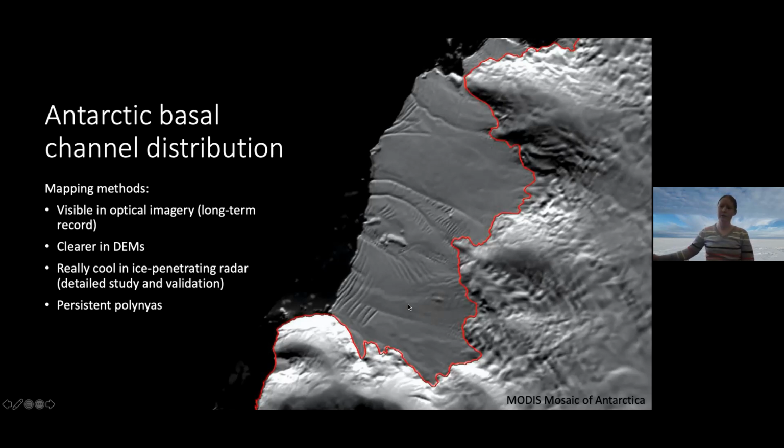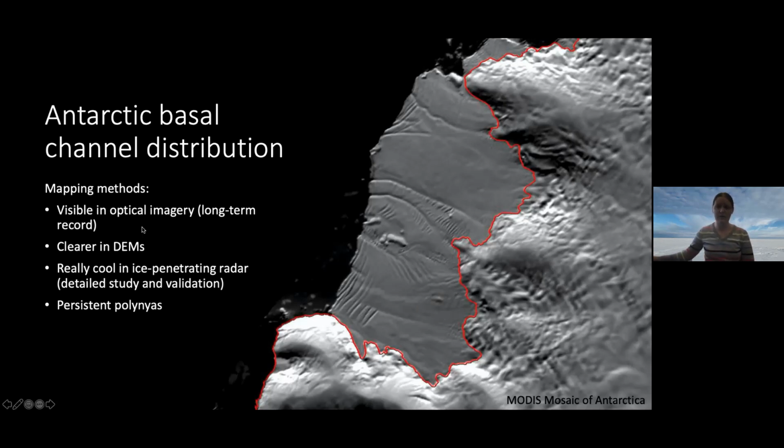So when we started really looking at these, the first thing we set out to do was to come up with a mapping of where we find these features in Antarctica. And we've used a few different methods, and other people working on these have used a few different methods as well to map these features. Mostly what we've used is optical imagery, since especially the big ones are visible in optical imagery.